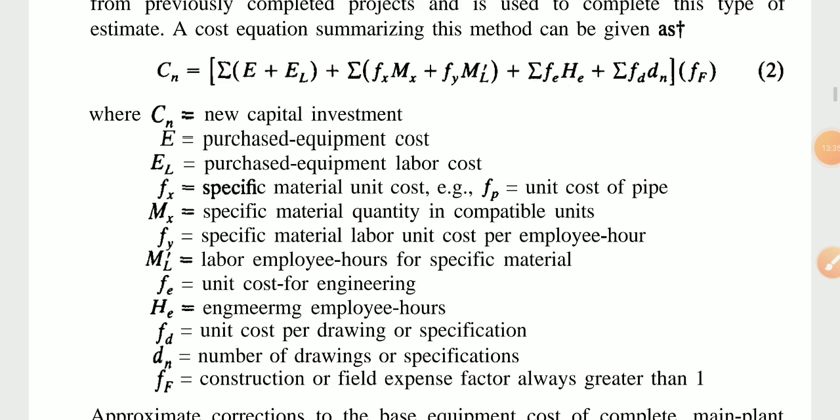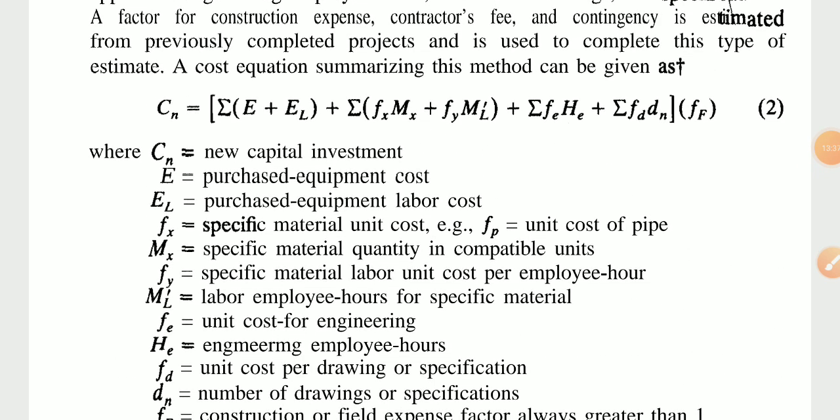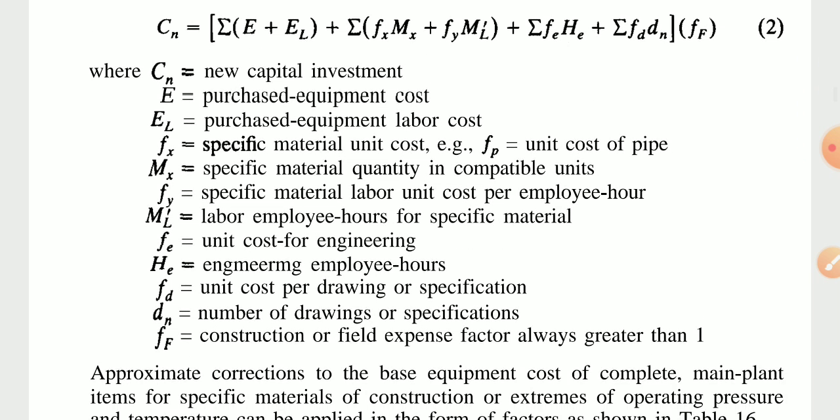Cn is equal to summation of E plus EL plus summation of f_x m_x plus f_y m_l, plus summation of f_e H_e plus f_d D_n, all times f_f. So what is the meaning of this notation? Cn is equal to new capital investment. E is purchase equipment cost. EL is purchase equipment labor cost.